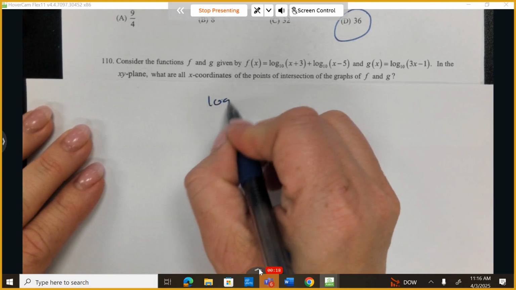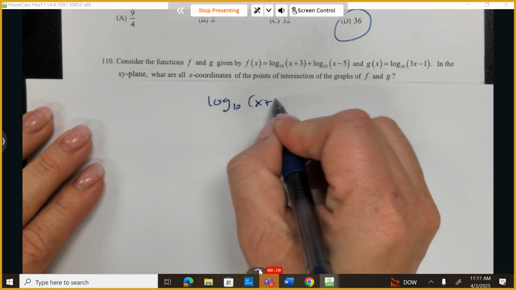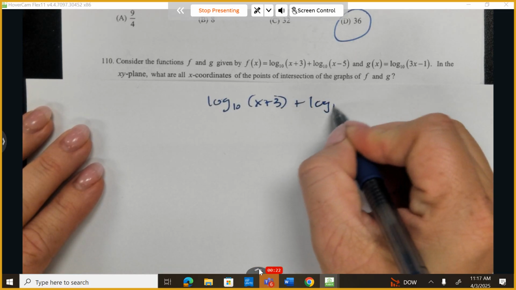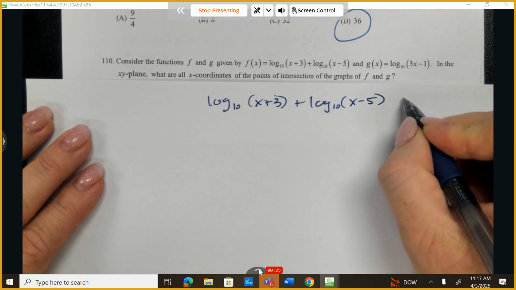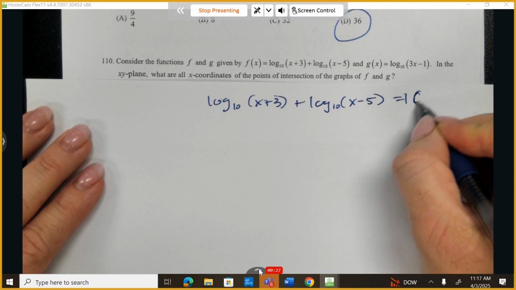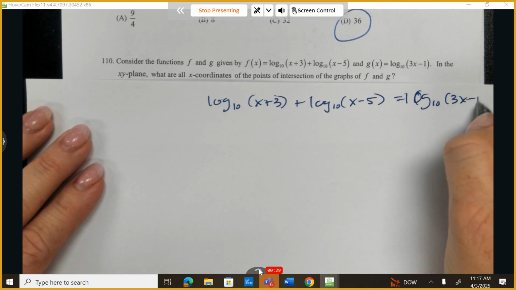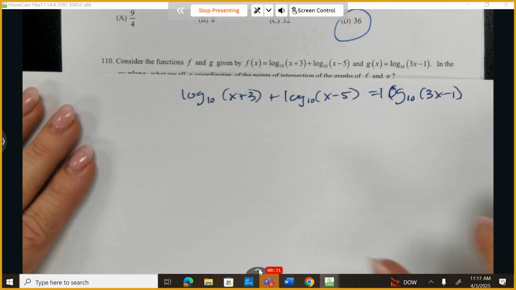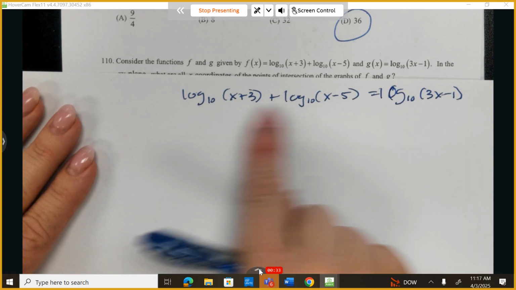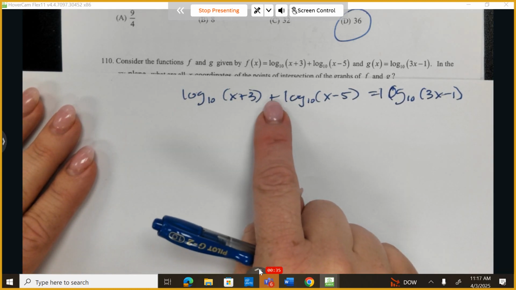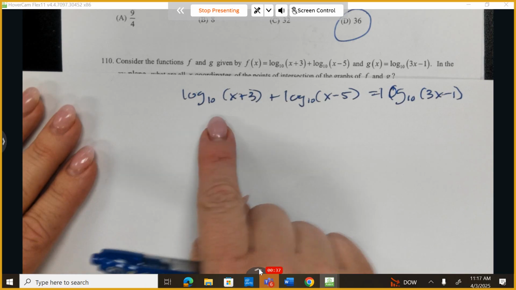So I'm going to take log base 10 of x plus 3 plus log base 10 of x minus 5, and I'm going to set it equal to log base 10 of 3x minus 1. And then the next thing we're going to do is condense this. Now, how do I know that this is not condensed? I see addition or subtraction here that's separating the same log bases.